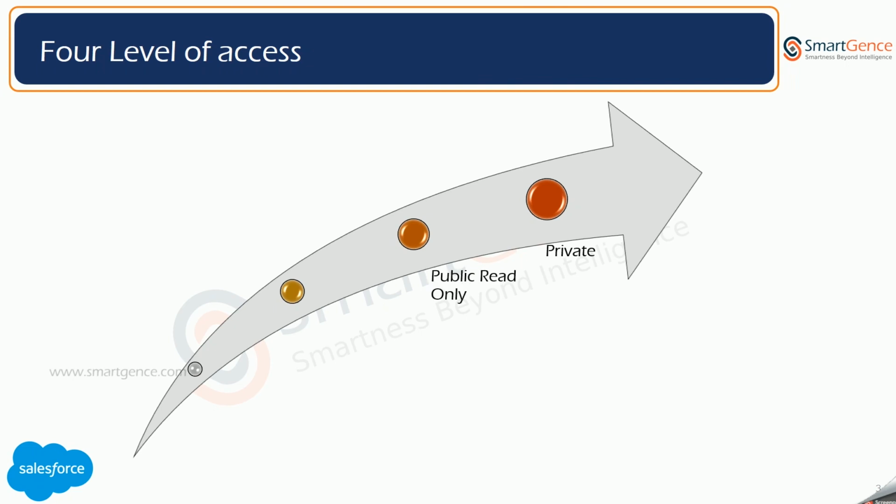Then public read only is basically, all the records would be visible to all the users, but it is read only. And public read write, so all the records should be visible to all the users, and they can also edit them. Both public read only and public read write would be accessible based on their object profile, object level permission first. Then public read write or transfer is similar to public read write, but they would also be able to transfer the record, and this particular access is specific only to case and lead objects.